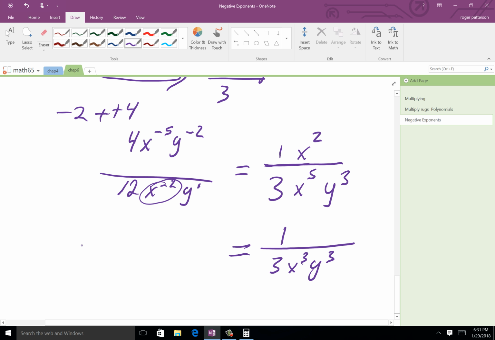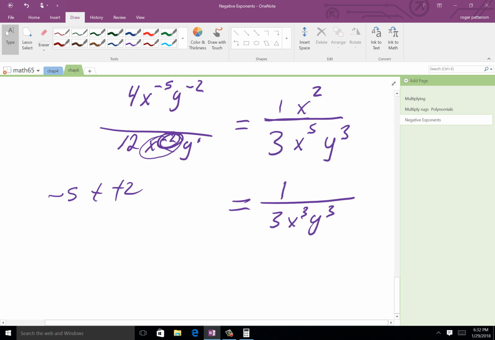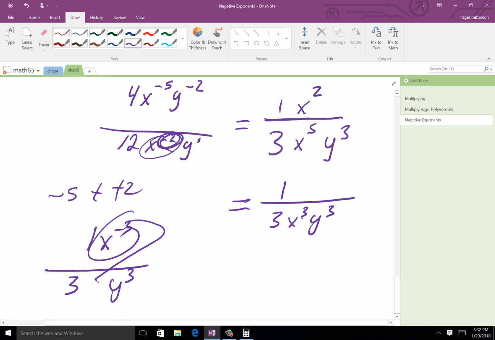Okay, here you'd have negative 5 minus negative 2, because that's where that negative 2 comes from, plus plus. See, we get x to the negative third. So we get 1 over x to the third over 3 y to the third, because it moves down. Then this negative would have to pop down there.